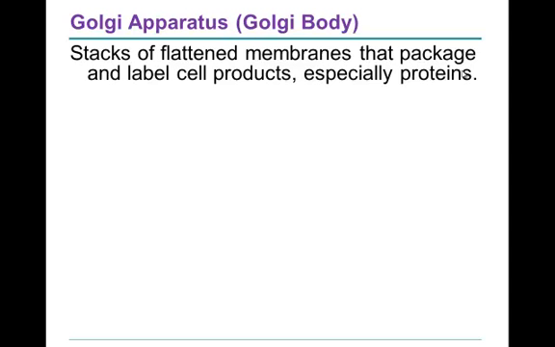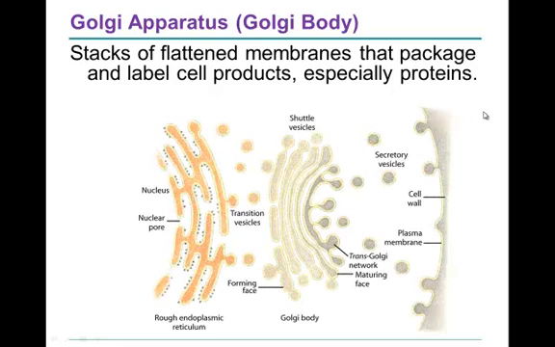The Golgi apparatus, however, is an organelle found, again, only in eukaryotic cells, and it consists of stacks of flattened membranes that package and label cell products, especially proteins. Sometimes we can think of the Golgi apparatus as the mailroom, because it puts the address label on. It's putting these labels onto especially proteins. Now here's a diagram. Let's take a moment and see if we can understand this. This orangey structure to your left is the endoplasmic reticulum, and this is rough ER.